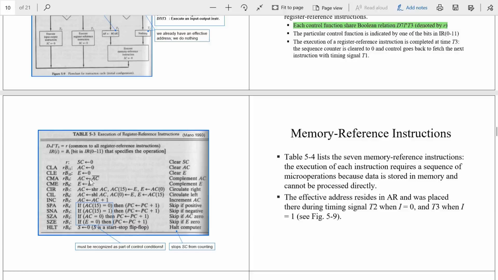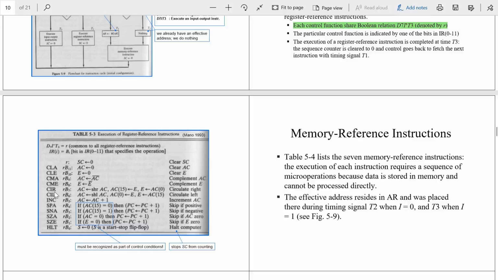Complement accumulator: whatever value is inside the accumulator register, every bit is complemented. That means 0 goes to 1 and 1 goes to 0, and the complemented binary information is transferred back to the accumulator register. Complement E: only a single binary bit, the carry bit, goes from 0 to 1 or 1 to 0, and the complemented bit is stored inside the carry E bit register.